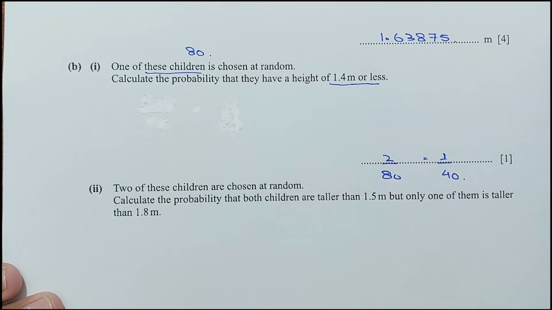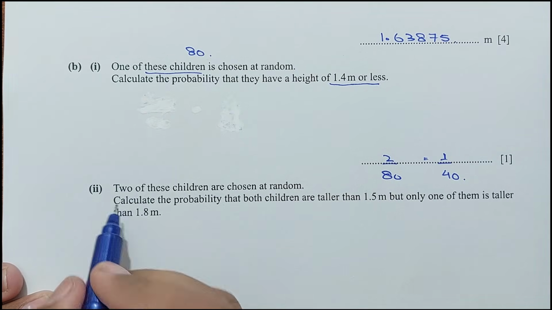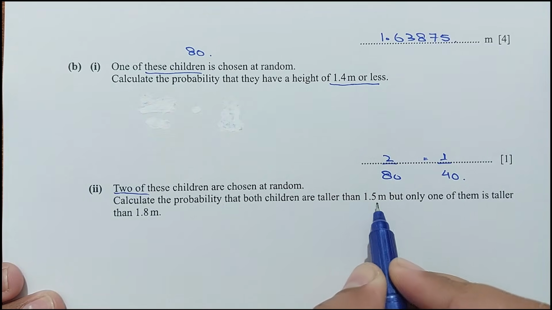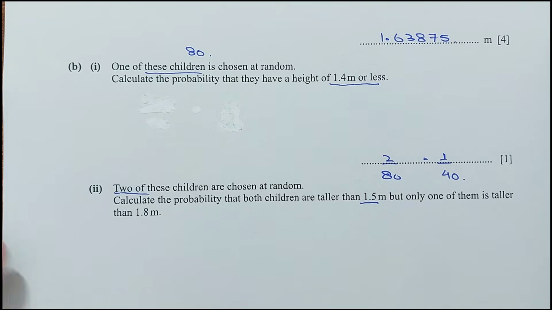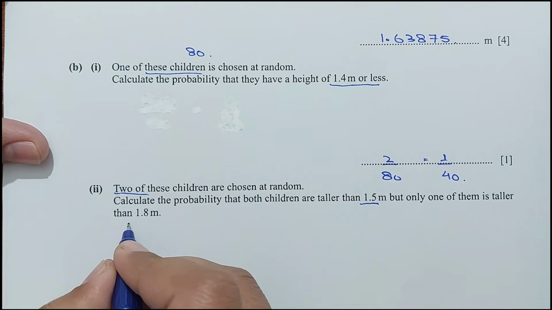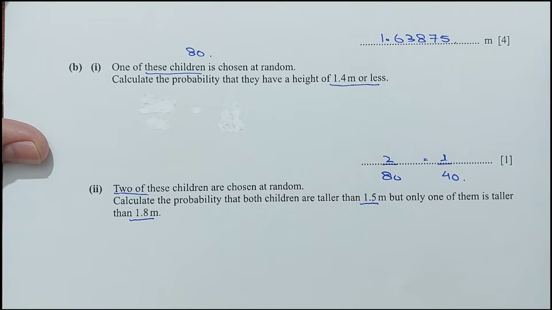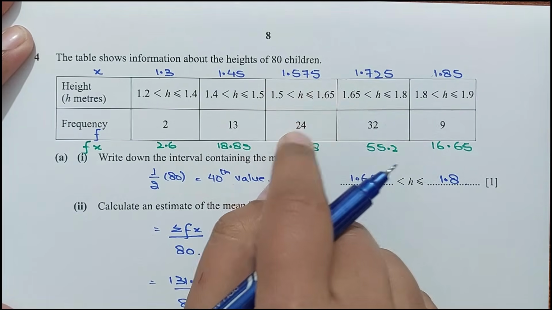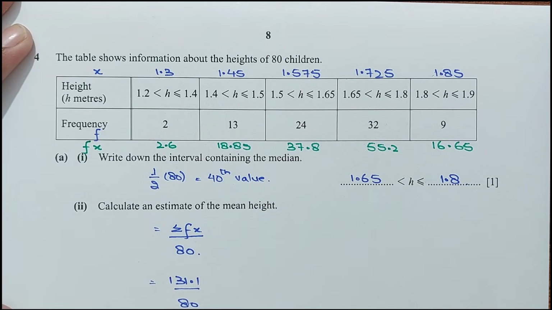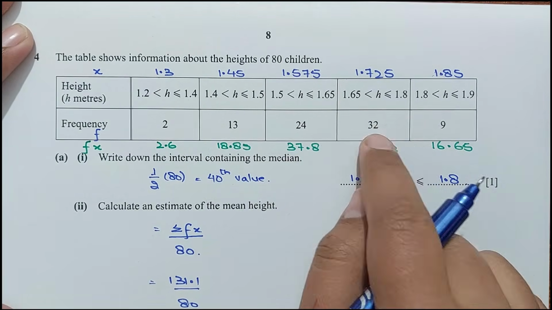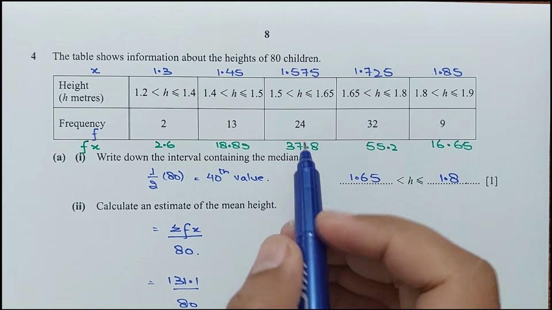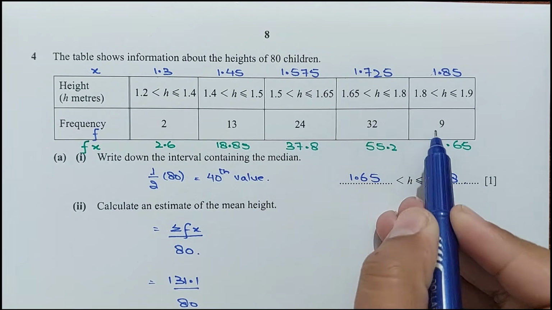Now for the second part, 2 of these children are chosen at random out of 80. We are choosing 2. Calculate the probability that both children are taller than 1.45 meters, but only one of them is taller than 1.8 meter. Okay, both are taller than 1.5, but only one of them is taller than 1.8. Okay. So both children are taller than 1.5 meters. So the children taller than 1.5 are 24, 32 and 9.